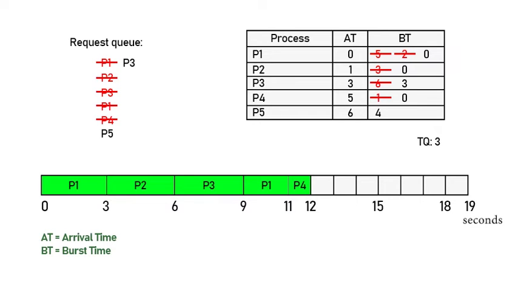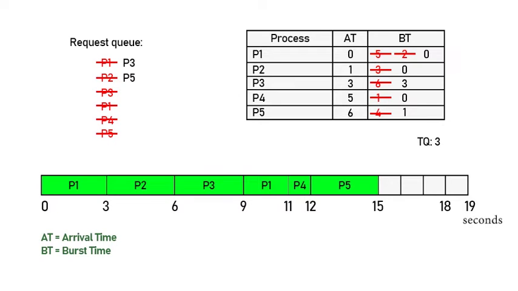Up next, we have P4 in the queue, so we execute that only for 1 second because it only has a burst time of 1. So process P4 is from 11 to 12 and is already completed. Next in the queue is P5. So we execute P5 for 3 seconds, from 12 to 15. This leaves P5 with a remaining burst time of 1, so it goes back on the queue to be executed another time.